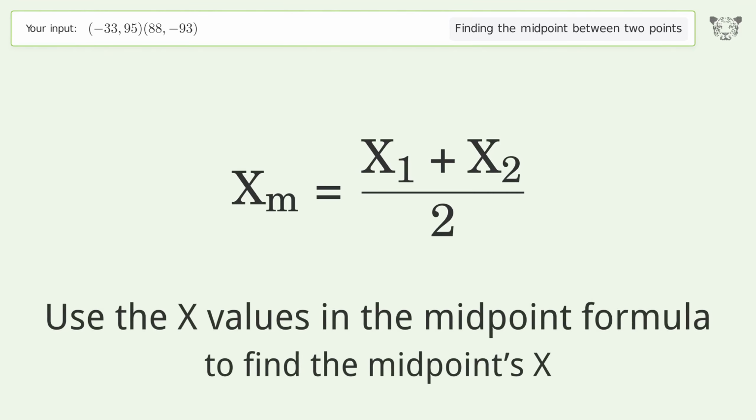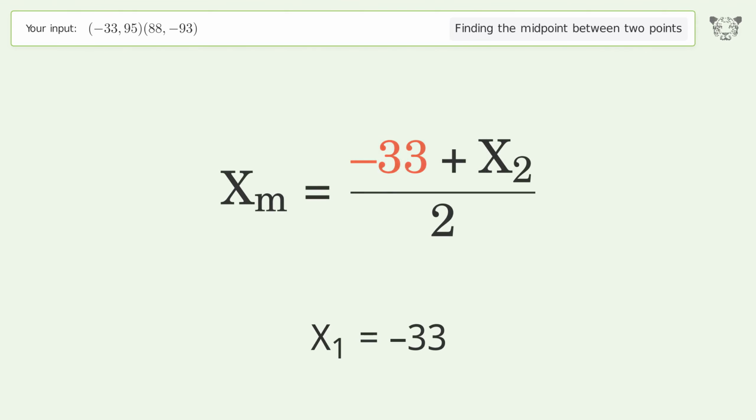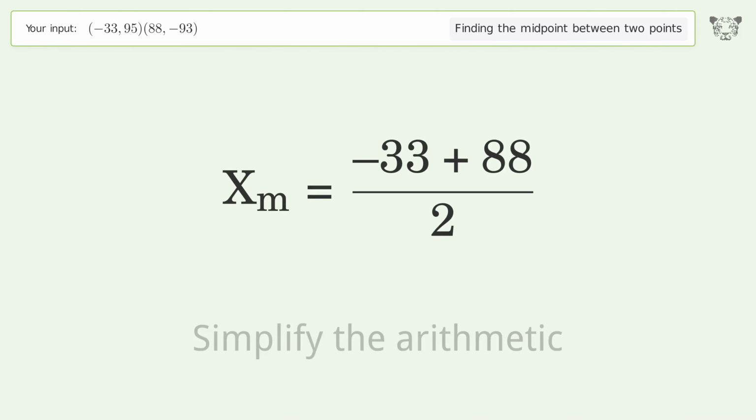Use the x values in the midpoint formula to find the midpoints x. x1 equals -33. x2 equals 88. Simplify the arithmetic.